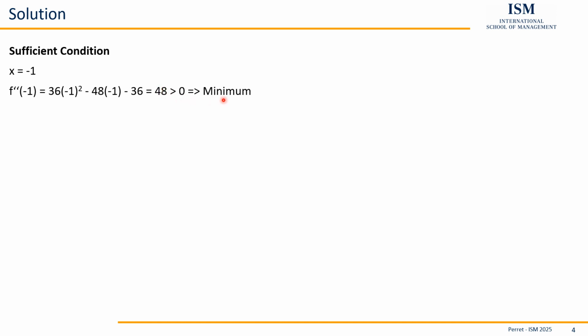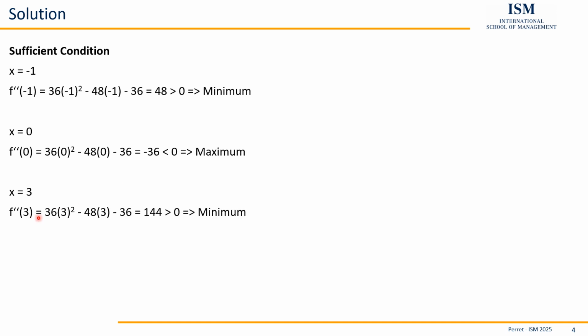Then I take the next largest value, 0, insert this, and I get as a result minus 36. This is negative, and if the result is negative, this is an indicator that I have a maximum. Finally, the largest value of 3, if I insert this, calculate the values, I get an end result of 144, which again is positive, indicating a minimum.